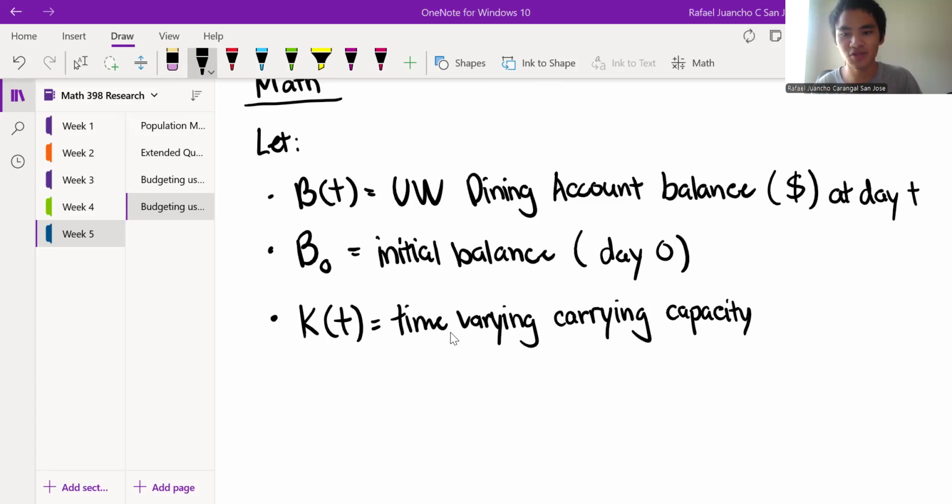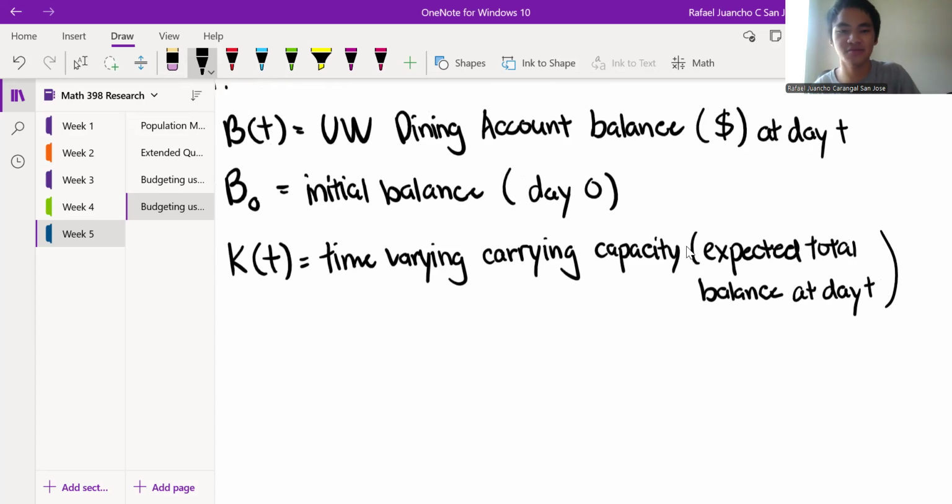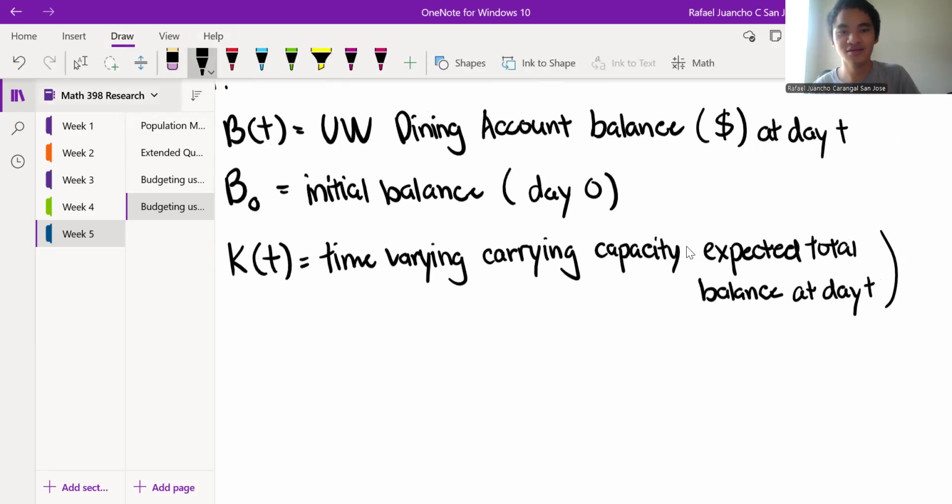And my expected total balance at day T. So here basically at this particular day, this should be my balance. So here we're still using it as sort of like a limit, but it's more of a decaying model. So let's say at this particular date, this should be my balance.